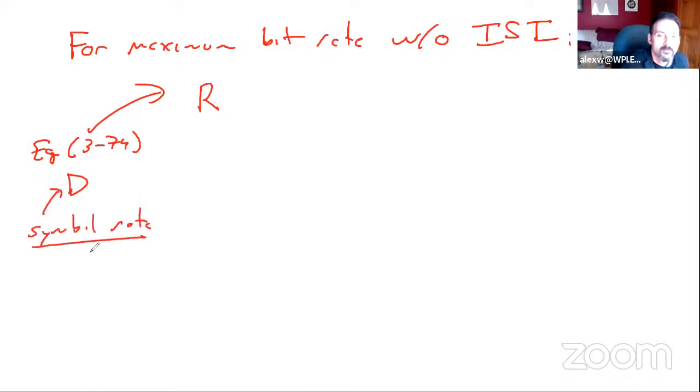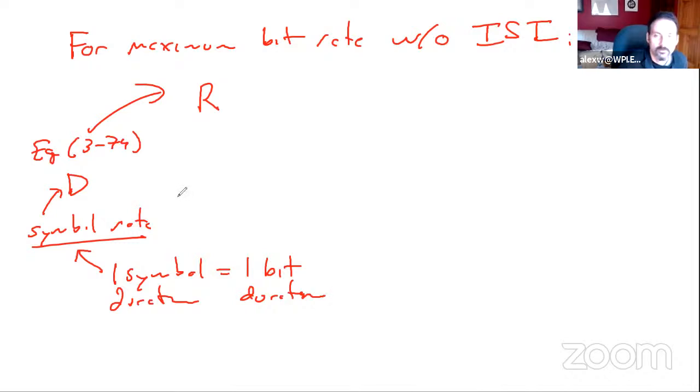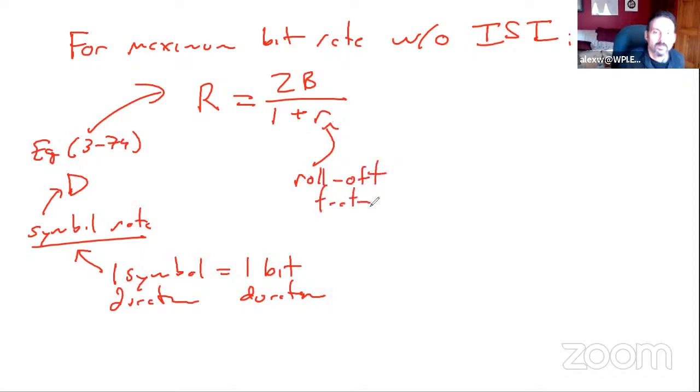But very important, very, very, very important. Remember here, one symbol is equal to 1 bit, right? One symbol duration is equal to 1 bit duration, right? 1 bit's contained in that. So D and R is interchangeable, is equal to 2B over 1 plus R. That's the roll-off factor again. Okay, this is very important. So what this tells me, okay, this is a very, very, very important expression.